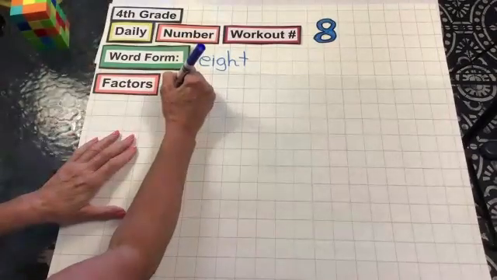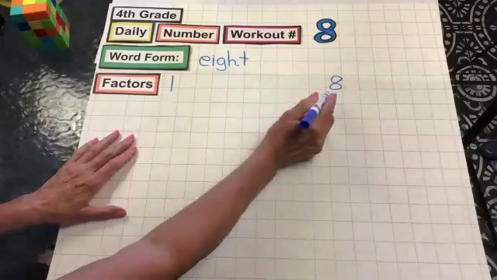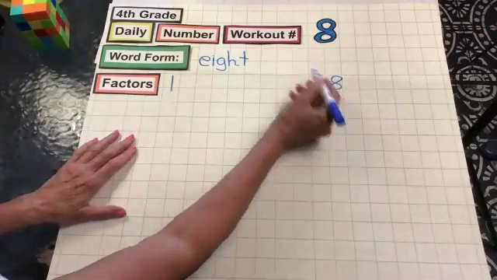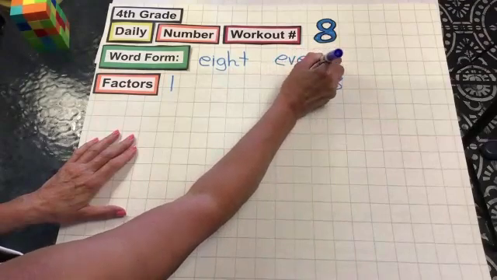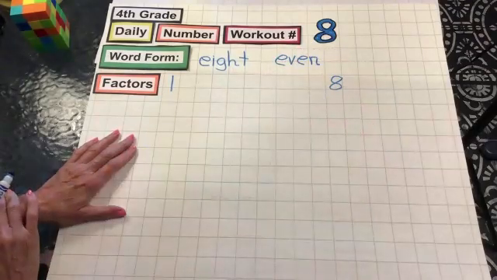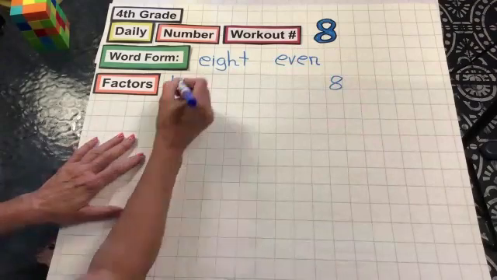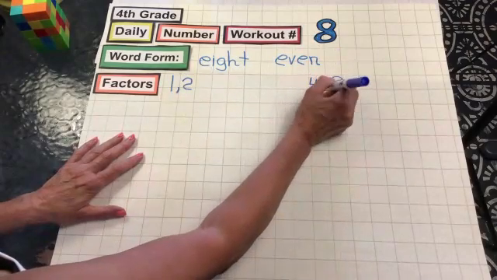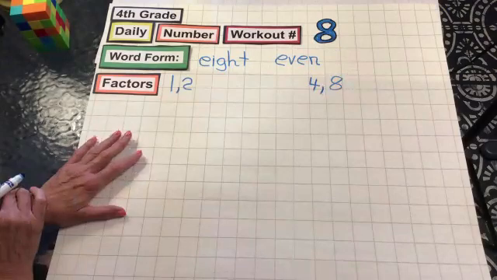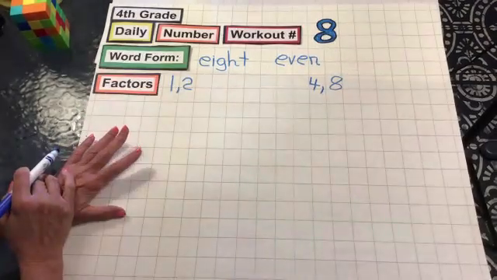So we always know 1 times 8 is 8. 2 goes into 8 because it is an even number, so we can write up here even. Because 2, 4, 6, 8, or 10, or any number ending in 0 are all even. So we know 2 goes in, and 2 goes in 4 times because 2 times 4 is 8. And then the only other number in between 2 and 4 is 3, and 3 does not go in.